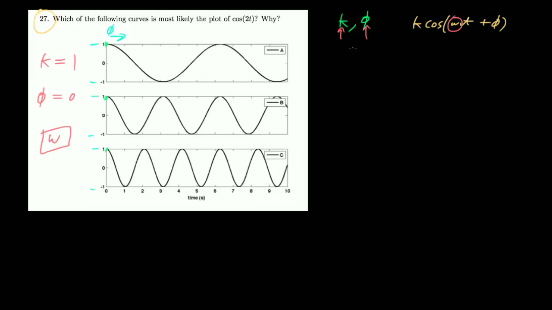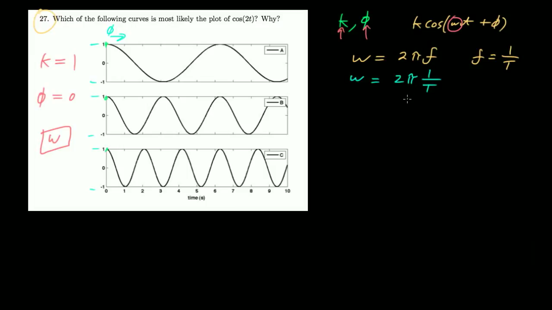The best way I can think of to figure out how these vary is to remember that omega is equal to 2 pi f, and that f is equal to 1 over the period, the time it takes for one cycle to repeat. So if I substitute the period in for f, I get that omega is equal to 2 pi times 1 over the period.